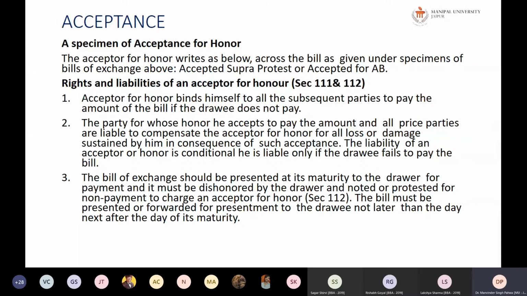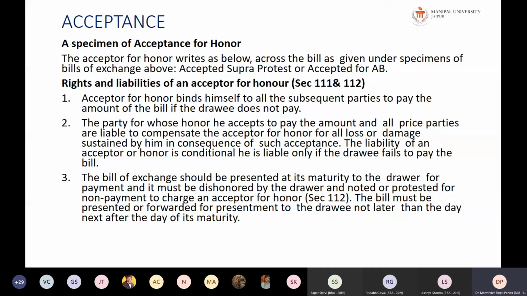For example, the acceptance for honor is written across the bill, as given under the specimen of the bills of exchange. What will he write? "Accepted supra protest" or "accepted for honor of Mr. AB." So this is something written by the acceptor for honor. Then this acceptance for honor will be valid.